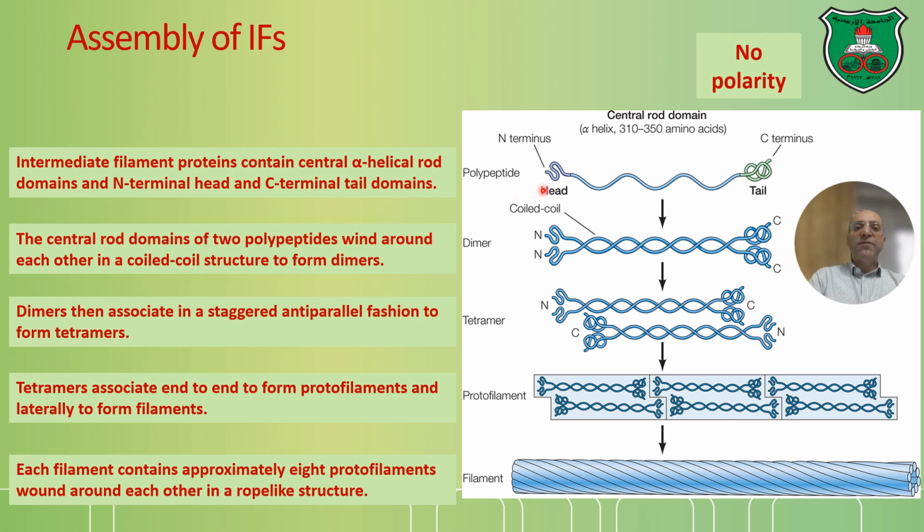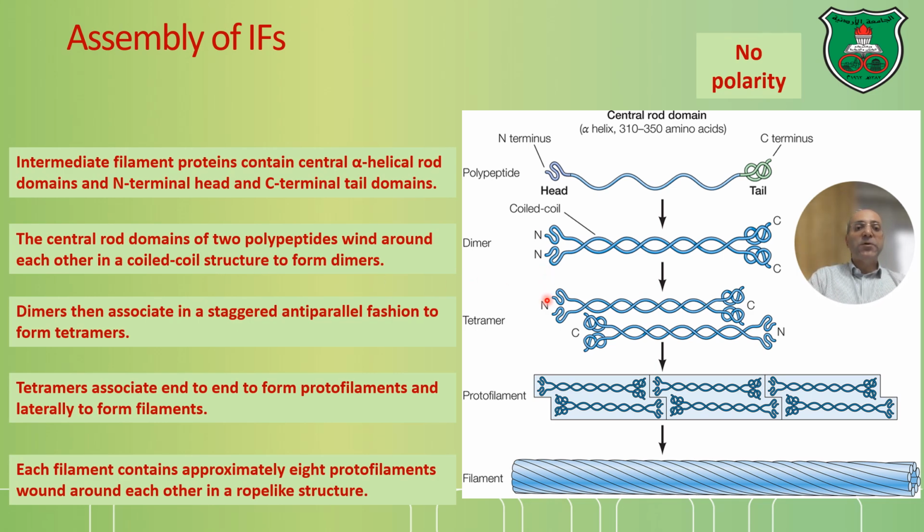So basically, we have this single polypeptide. We have the formation of a dimer. So they wrap around each other. They wind around each other, forming a coiled-coil structure. So it's like a coil. Okay, so it keeps on rotating, basically, having the structure right here.